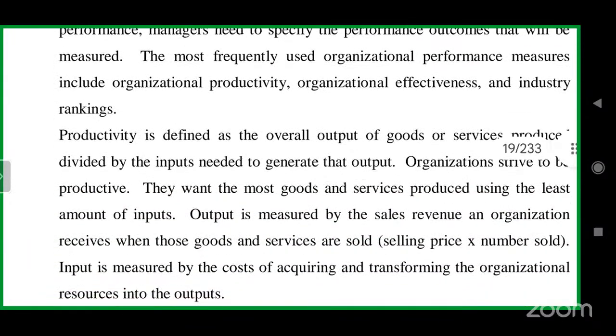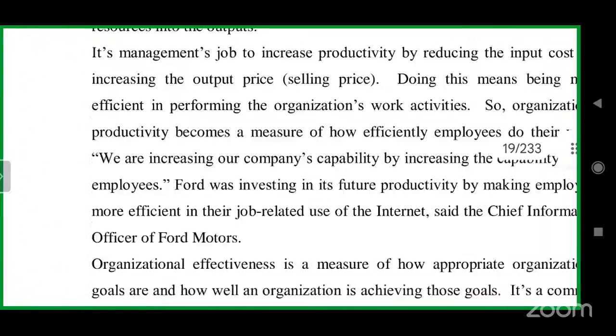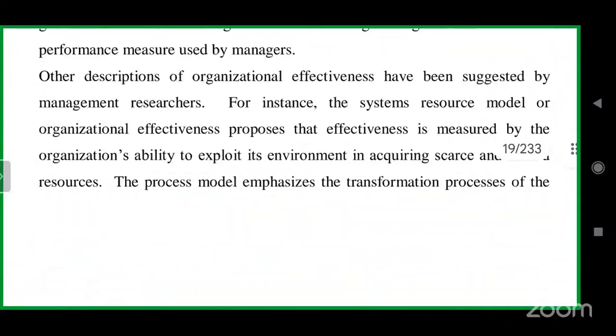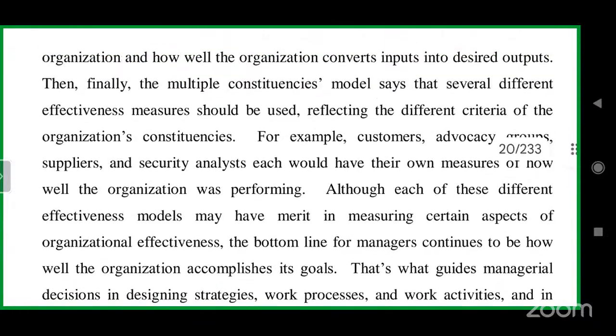Productivity is different. So we will see in the next class what productivity is, what organizational effectiveness is, and how we can achieve the final goal in organizational behavior.